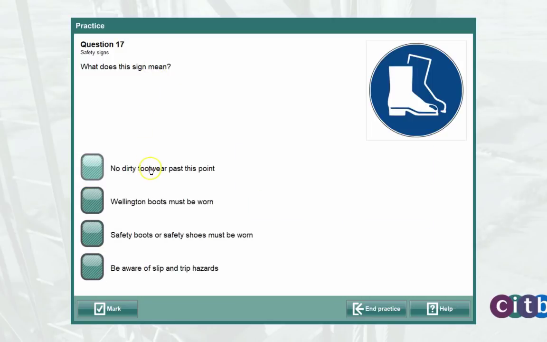What does this sign mean? No dirty footwear past this point. Wellington boots must be worn. Safety boots or safety shoes must be worn. Be aware of slip and trip hazards.